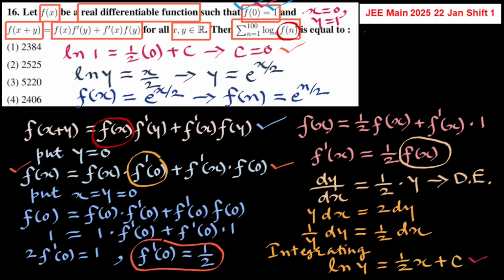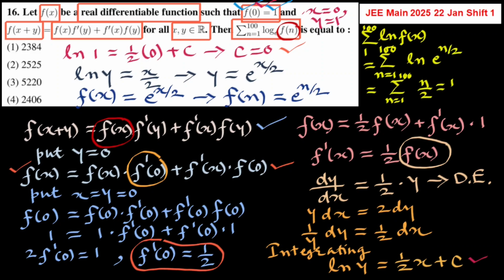Now summation ln of f(x) from 1 to 100 will be summation ln of e raised to n upon 2, that is summation n upon 2. That will be half into sum of first 100 natural numbers, which is n into n plus 1 upon 2, that is 100 into 101 upon 2. 25 into 101, 2525. So the correct answer option is 2, 2525.